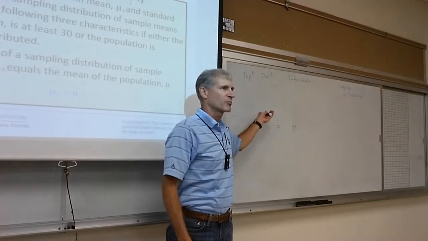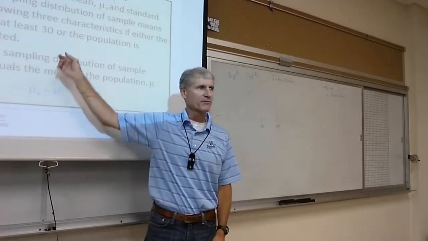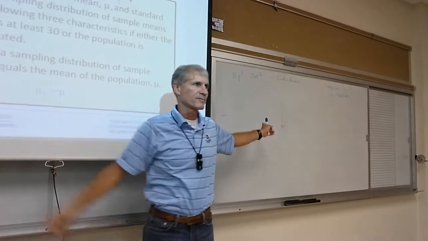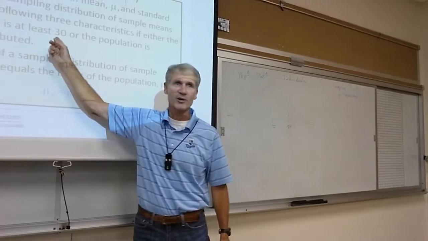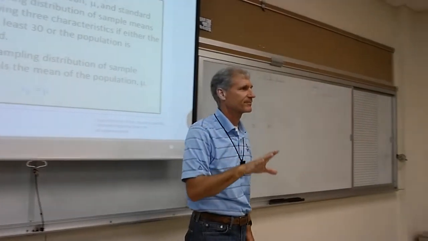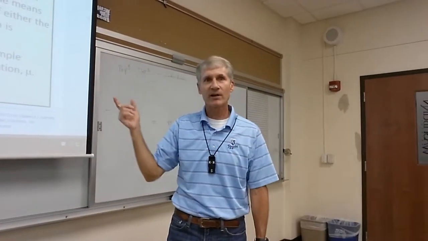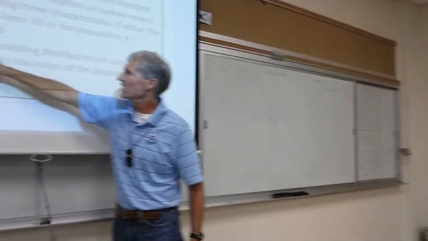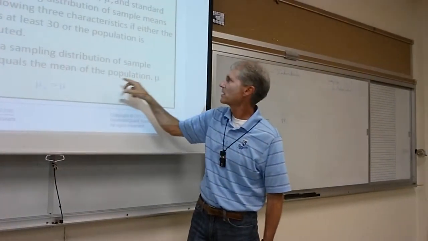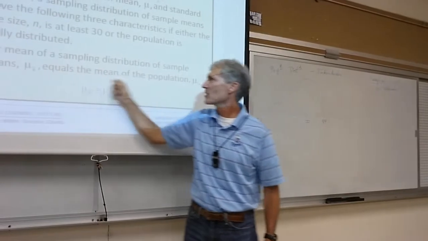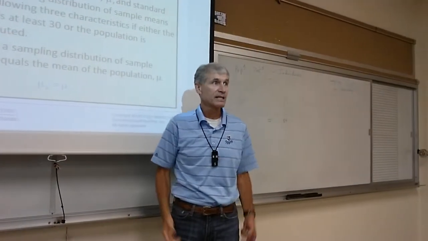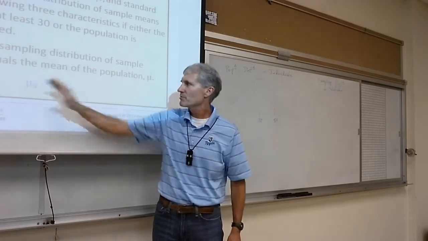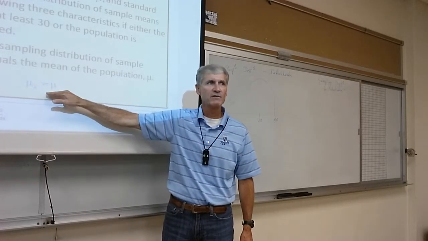What about our pulses? Do we meet the if part of this? We meet the normally distributed part. We don't meet the n equals 30 part because we took samples of size 5. But you don't have to meet them both. You just have to meet one of them. So that tells us the mean of the sampling distribution of the sample means is equal to the mean of the population. That's what we saw. They both were 72 point something. So the mean of the samples is equal to the mean of the individuals.